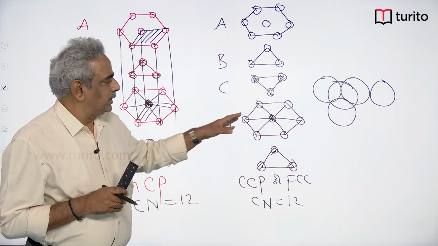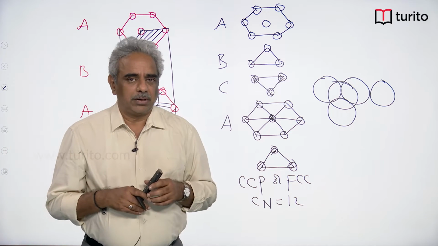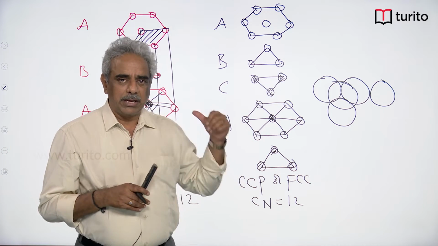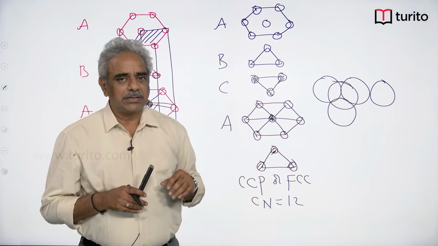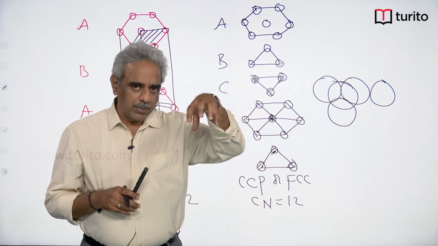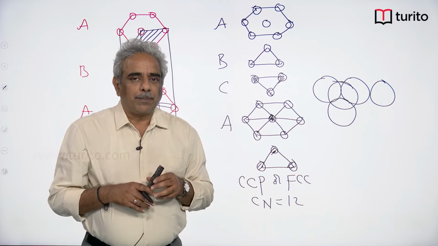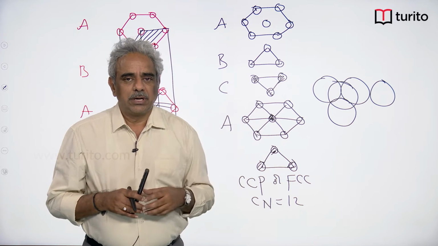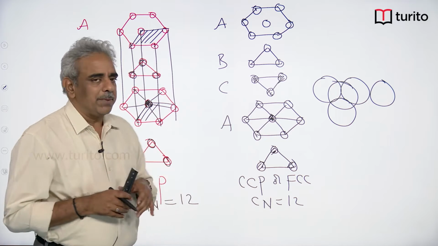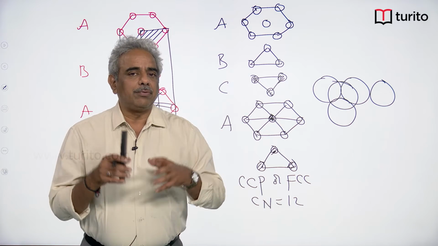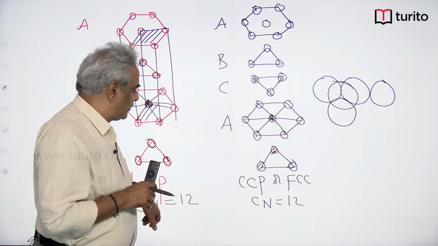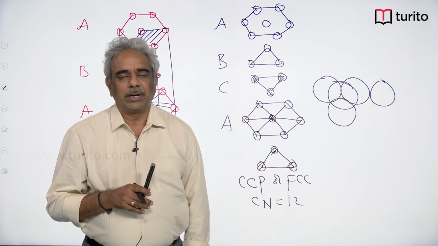But the only thing is they differ in the third layer arrangement, that is A, B and A in this case, A, B, C in that case. Whatever may be the case, you are keeping a sphere above 3 spheres. So, the closeness of the packing is the same in both cases, and the coordination number is also the same in both cases. Where do they differ then? Why do you call it HCP? Why do you call it face centered cubic?